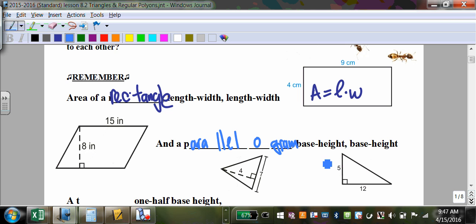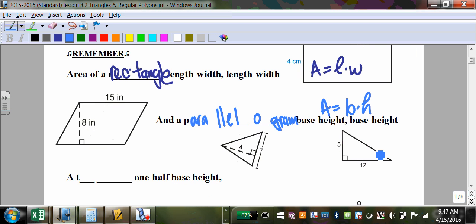And a parallelogram: base times height. Goes like so. Say it. And a parallelogram, base times height. With me again. And a parallelogram, base times height. Okay. So these guys are related.